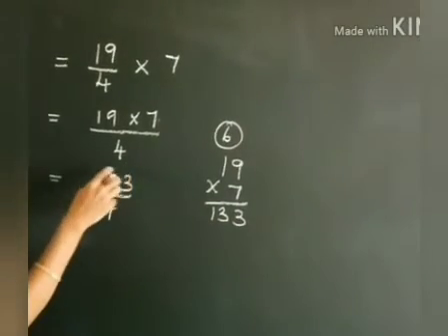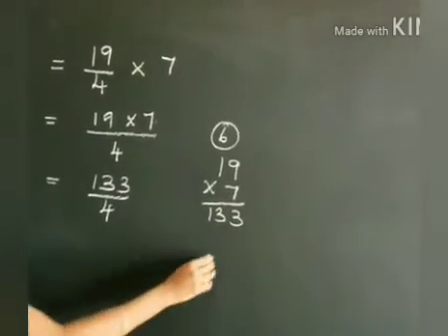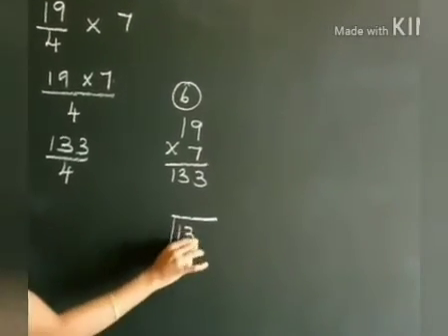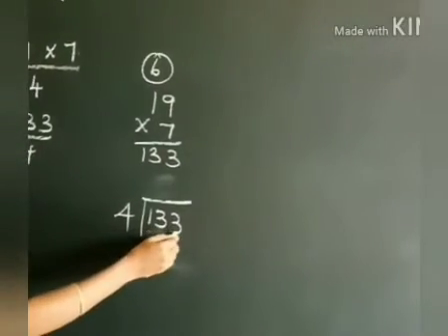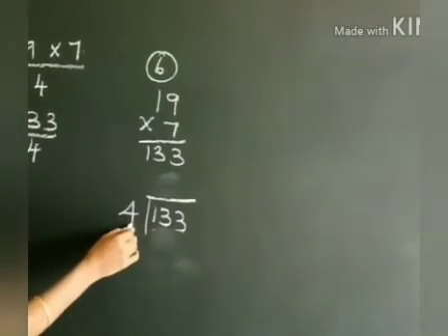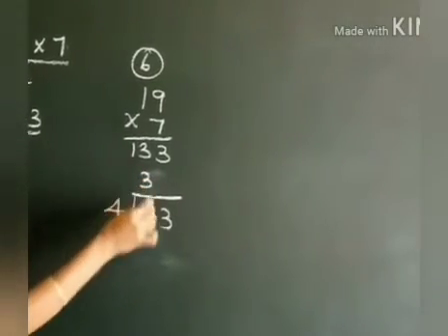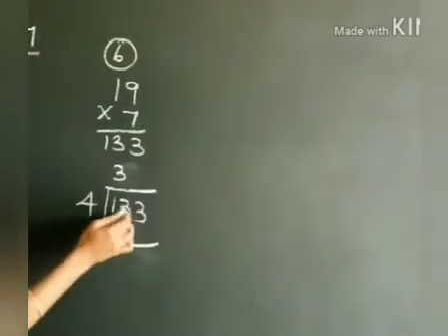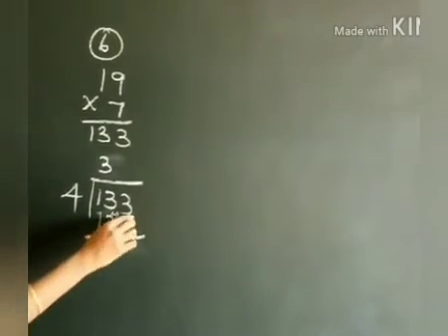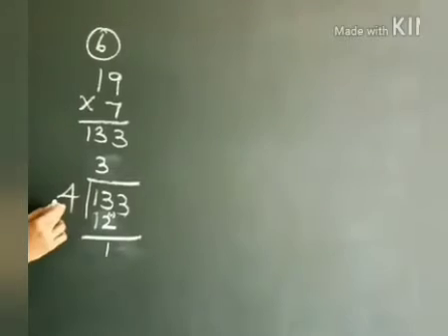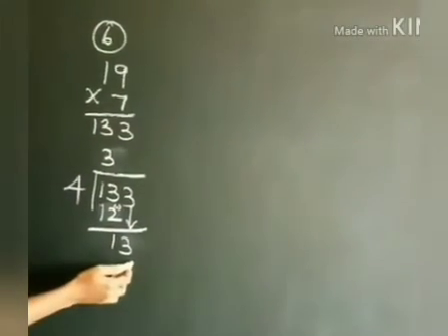This improper fraction we convert into a mixed fraction. We divide 133 by 4 table. 1 4s are 4, 2 4s are 8, 3 4s are 12. So 13 minus 12, you get the answer 1. And 1 is smaller than 4, so we write here 3. Now the number is 13.